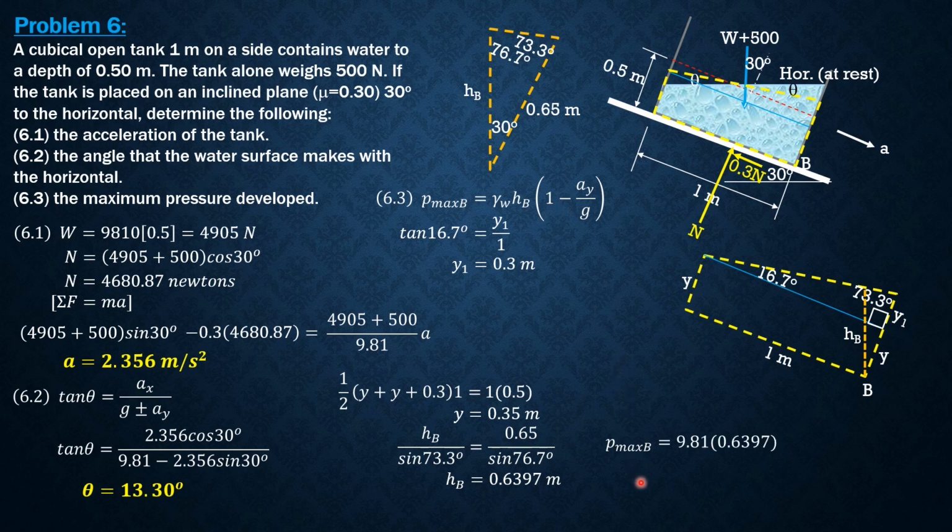P max at B is 9.81 times 0.6397, quantity 1 minus 2.356 sine of 30 over 9.81. Finally, we can now solve the maximum pressure at B, which is equal to 5.522 kilopascals.